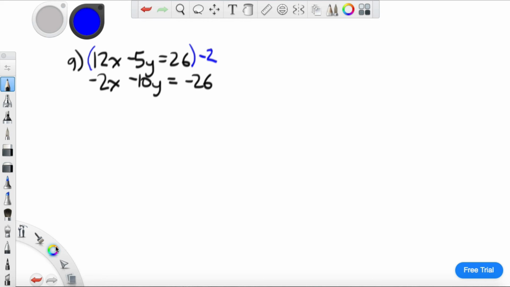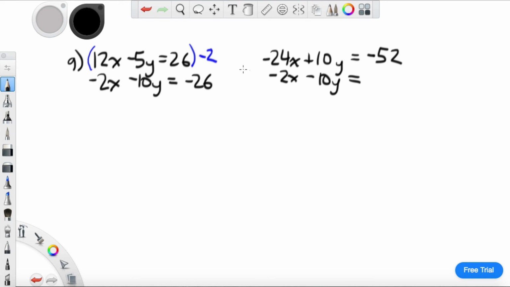So let's see. Negative 2 times 12x is negative 24x. Negative 2 times negative 5y is plus 10y, which is exactly why we're doing that in the first place, to get the opposite of this negative 10y. And then negative 2 times 26 is negative 52. Now, I'm going to line that up and down with this one, negative 2x minus 10y equals, I'm sorry, negative 26.